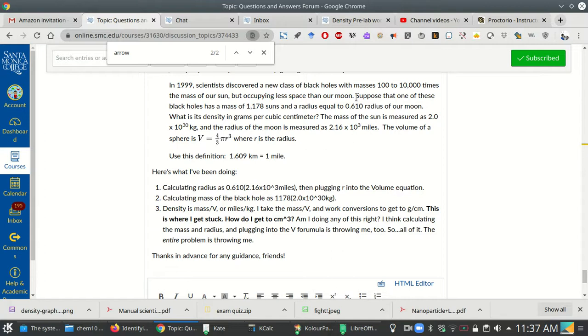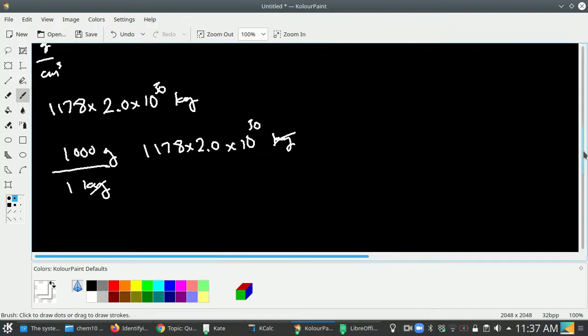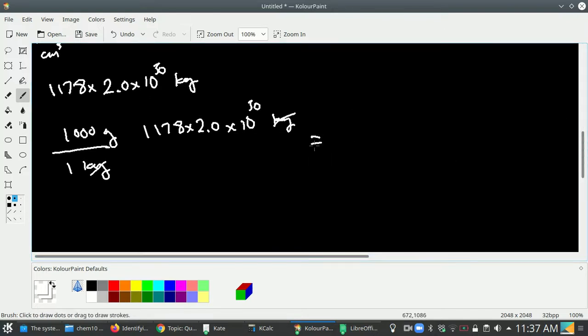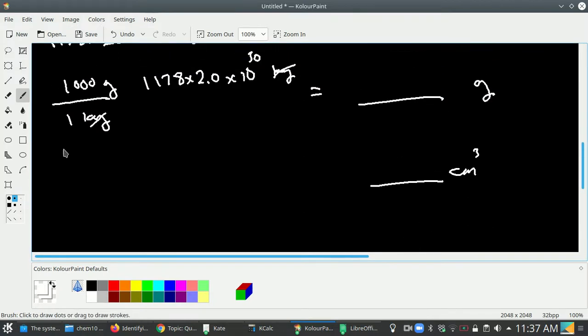Well, we've got 0.610 times the radius of our moon. The radius of the moon is this many miles. All right? So to get the centimeters cubed, I'm going to put centimeters cubed on the bottom. Well, actually, since this problem is really complicated, I think I'm going to do this in 2 separate steps instead of 1 big step. So I'm going to get the grams here, and then I'm going to get the centimeters cubed, and then I'm going to do the grams divided by the centimeters cubed. All right, so let's get the centimeters cubed.